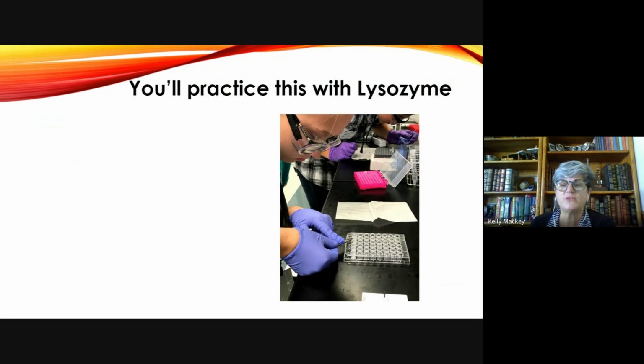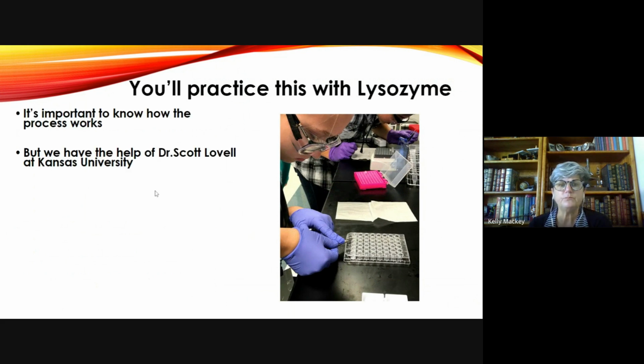You will be practicing doing all of this in the future with a known protein called lysozyme. I know we mentioned it yesterday. We're going to be talking more about it in the future. But this is to give you a feel for the entire process, for what it takes to make a protein plate and score it and go through the process.